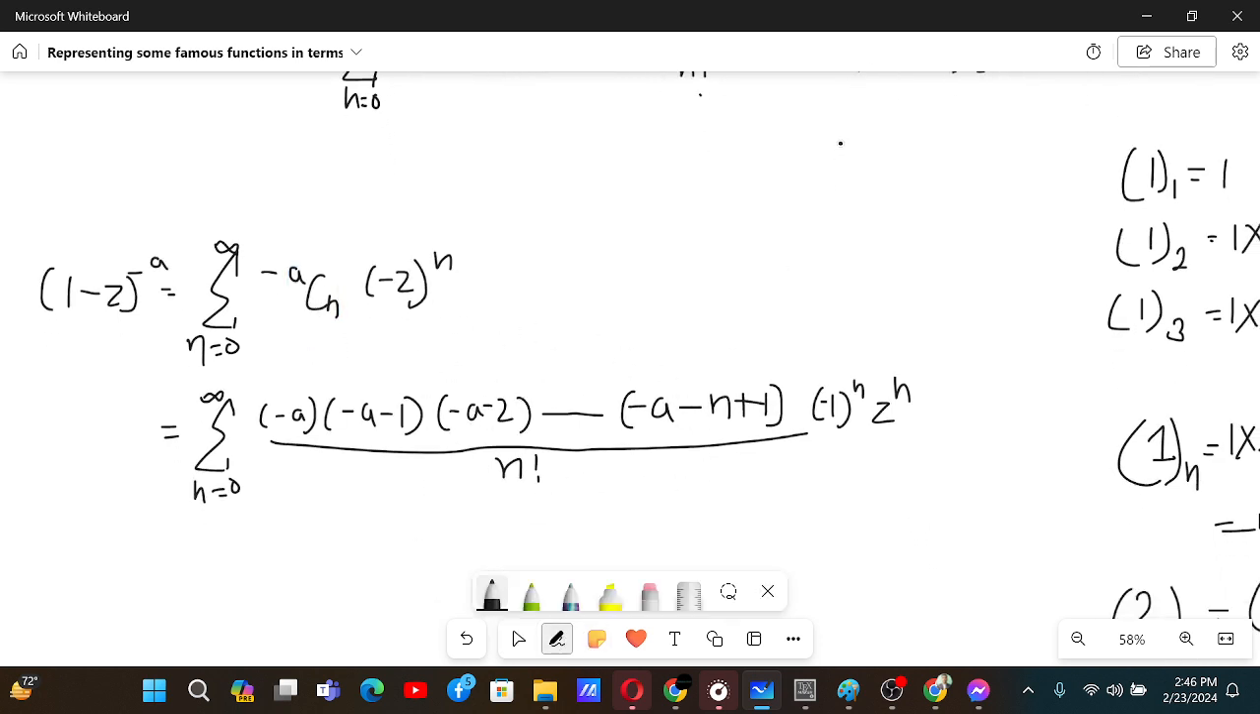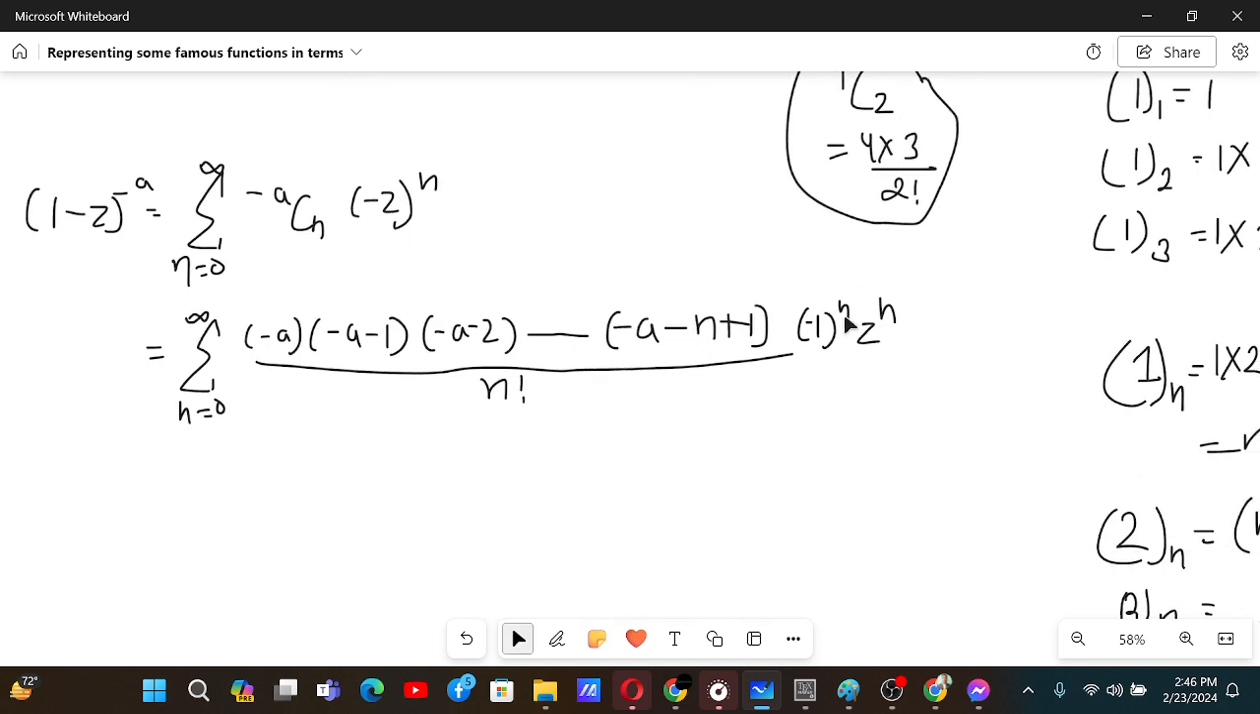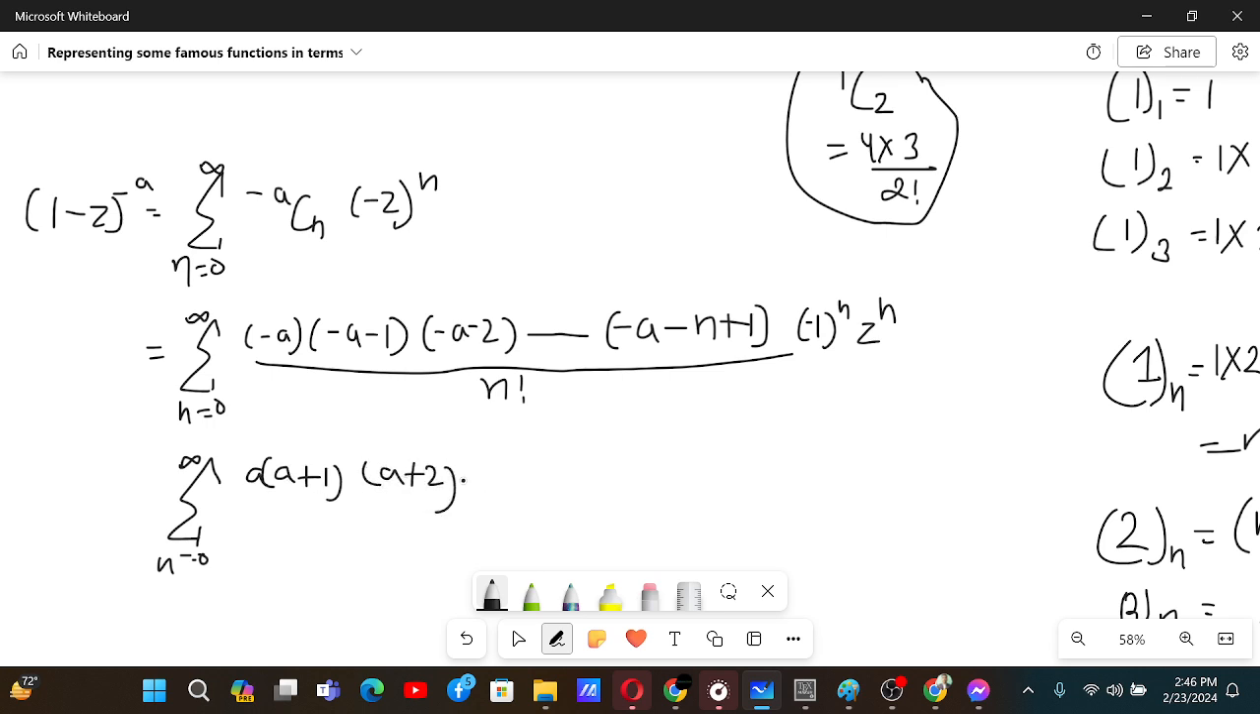Yeah, you might have seen this in the cases where, let's say we have 4c2, we write this as 4 into 3 by 2 factorial. So similarly the case over here as well. Now there are n terms, and also we have minus 1 n times, so we can distribute each of them, and so we get the sum from n equals 0 to infinity of a plus 1, a plus 2, and up to a plus n minus 1, by n factorial, g to the power n.